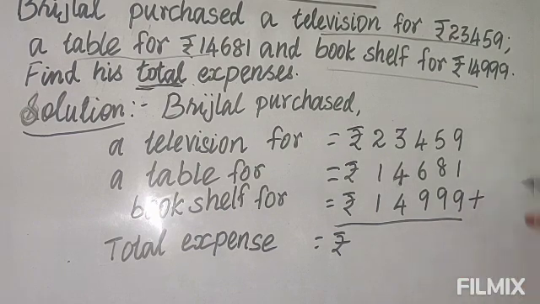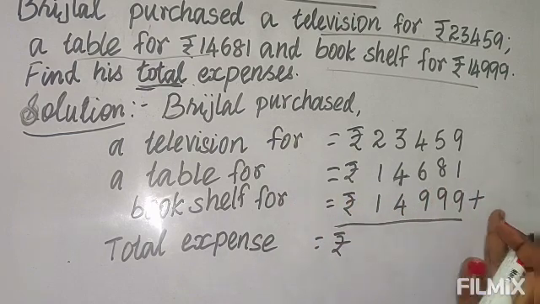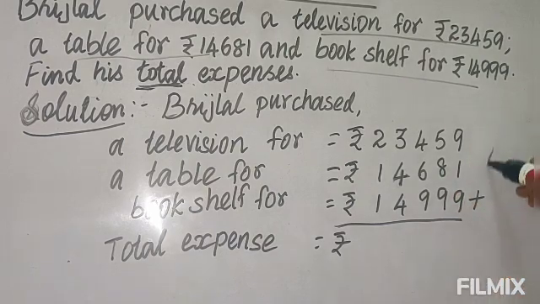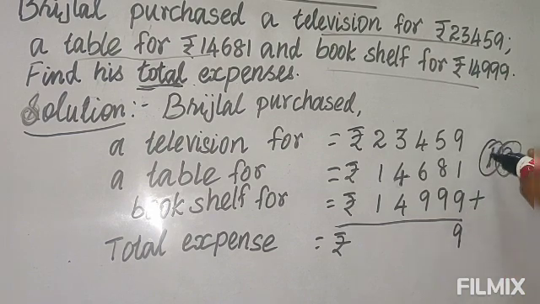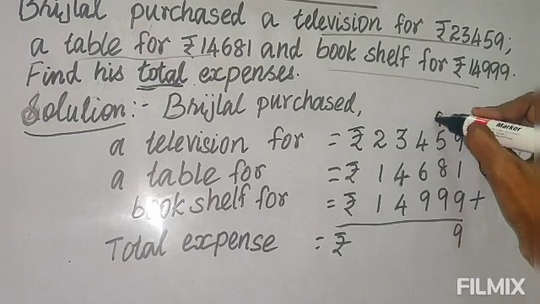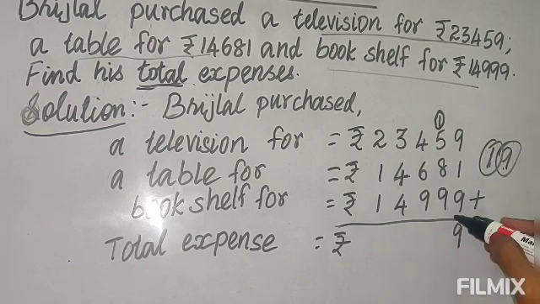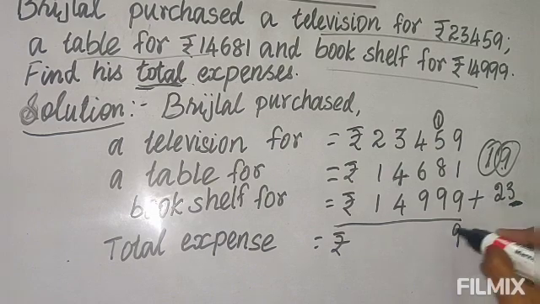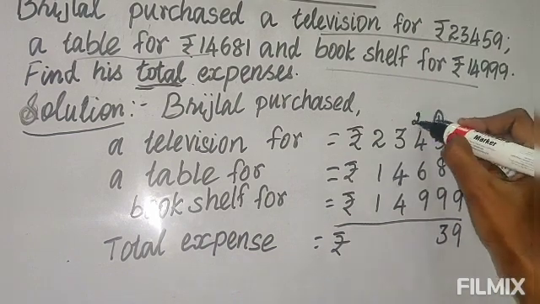When you add, you start from the ones place, not from the 10,000s place, not from the highest order. From the lowest order of the places you have to start. 9 plus 1, 10, 10 plus 9, 19. So 19 is a double digit number, so you cannot write a double digit here. Only the right side number 9 you will write here, and the left side 1 you will carry to the next place, that is to the tens place. 5 plus 1, 6, 6 plus 8, 14. 14 plus 9, 23. Again 23 is a double digit number. So the right side number 3 you will write here, and the left side number 2 you will carry to the next place.